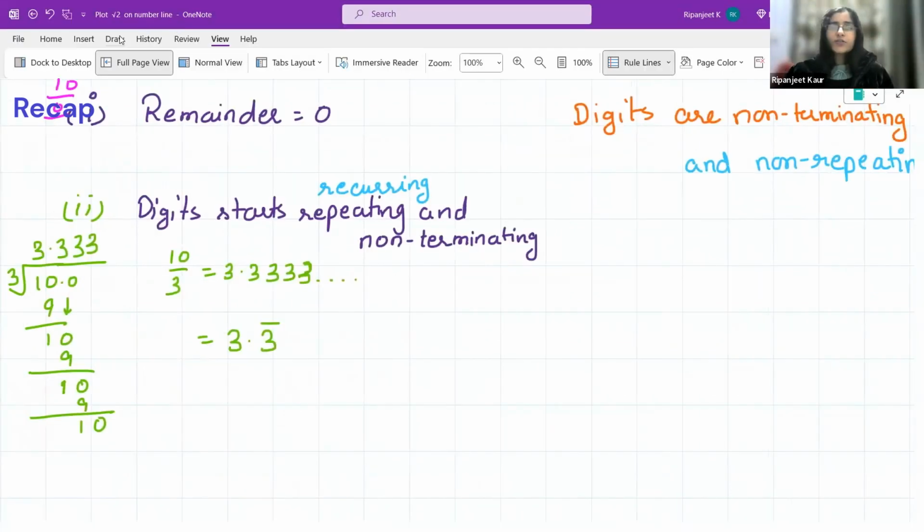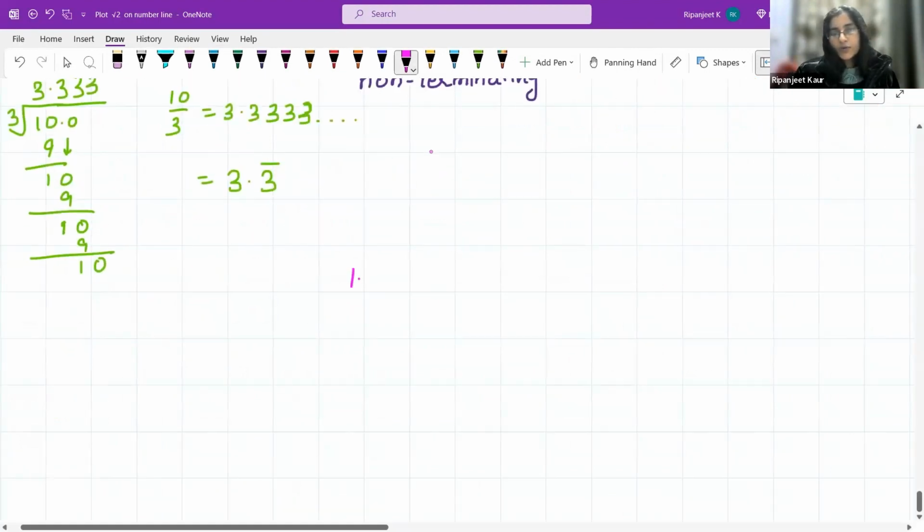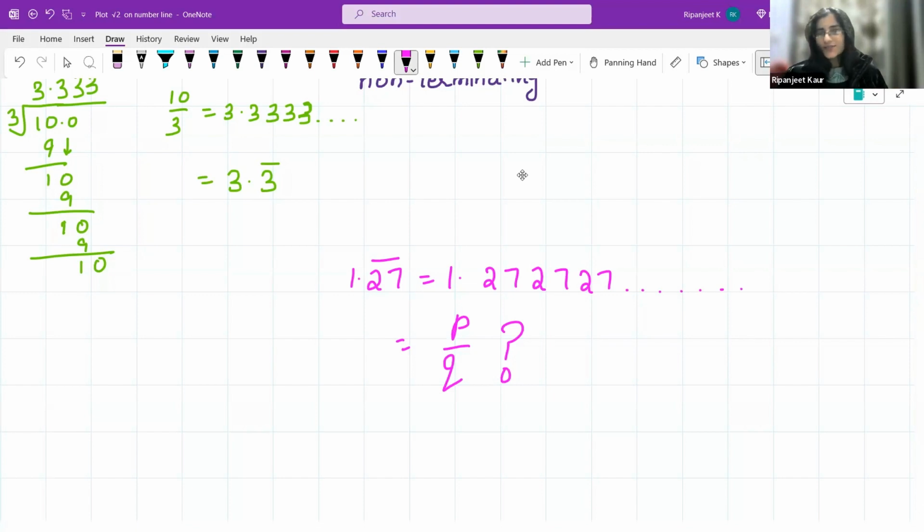So my last question to you is, see, I am writing 1.27 bar, which means 1.27, and so on. So many 27s are there. Can you bring it to the form of a rational number, which is P over Q? Is it possible to make it come into the form of P over Q? Well, think about it, find out a way, and we are going to see this in our next session.